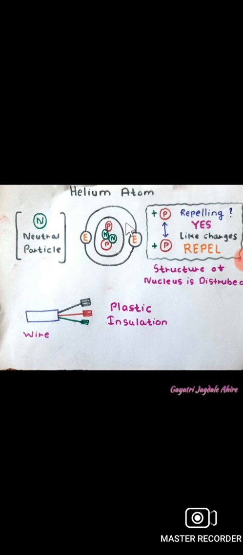We know that there are 2 protons in the nucleus of helium and 2 electrons that are revolving in the first shell. So this is a helium atom which contains 2 protons and 2 electrons. Protons are present in the nucleus while electrons are revolving around the nucleus in the first shell.